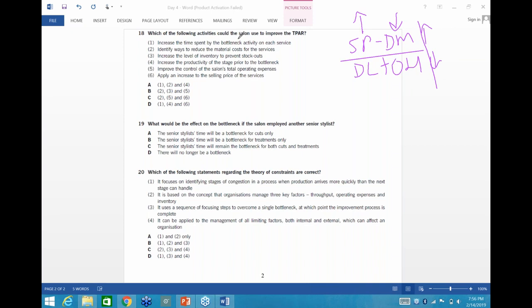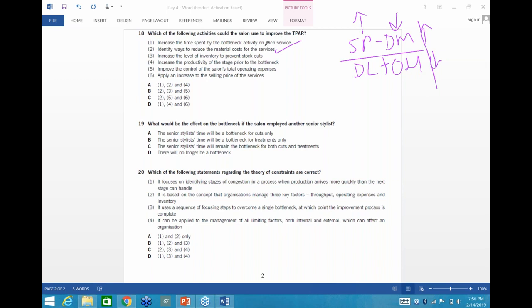Increase the time spent by the bottleneck activity on each service. That's not going to help. That's going to increase the bottom. Identify ways to reduce the material cost of the service. That's correct. This comes down. Increase the level of inventory to prevent stockouts. Throughput accounting is in line with JIT principles.